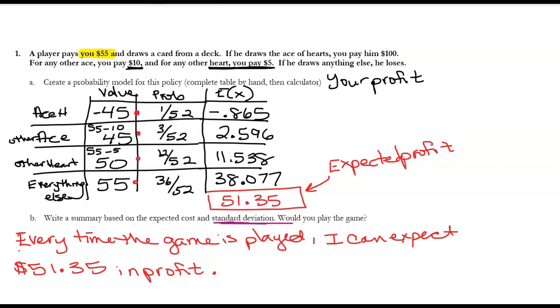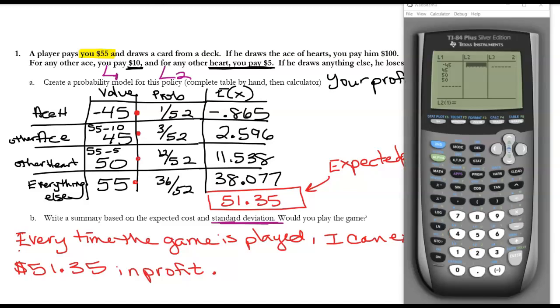And again, I said we're going to do this in the calculator. So what you have to do is in the calculator, you're going to type in your values in L1 and your probabilities in L2. So go ahead and do that real quick. When I type in my fractions, it's going to turn it to a decimal right away. 1 divided by 52. It turns it into a decimal.